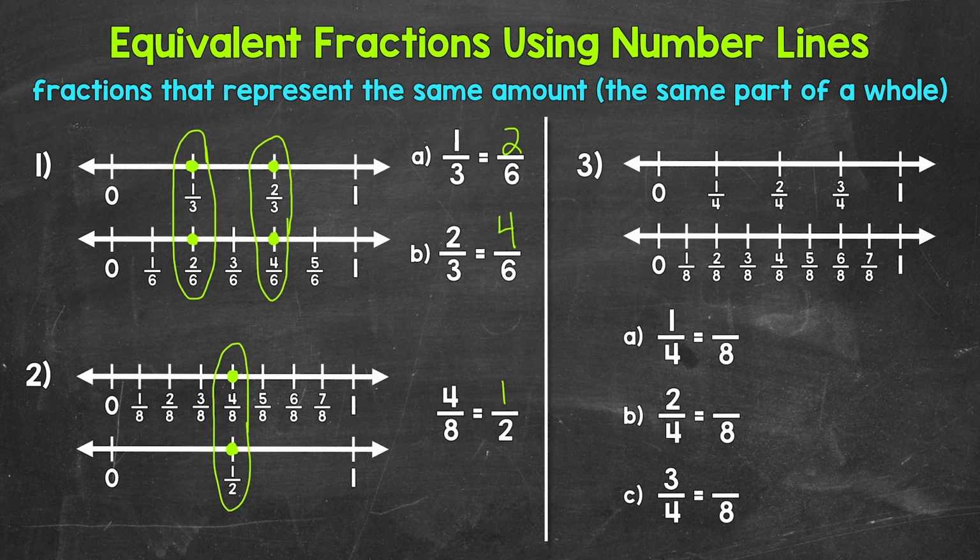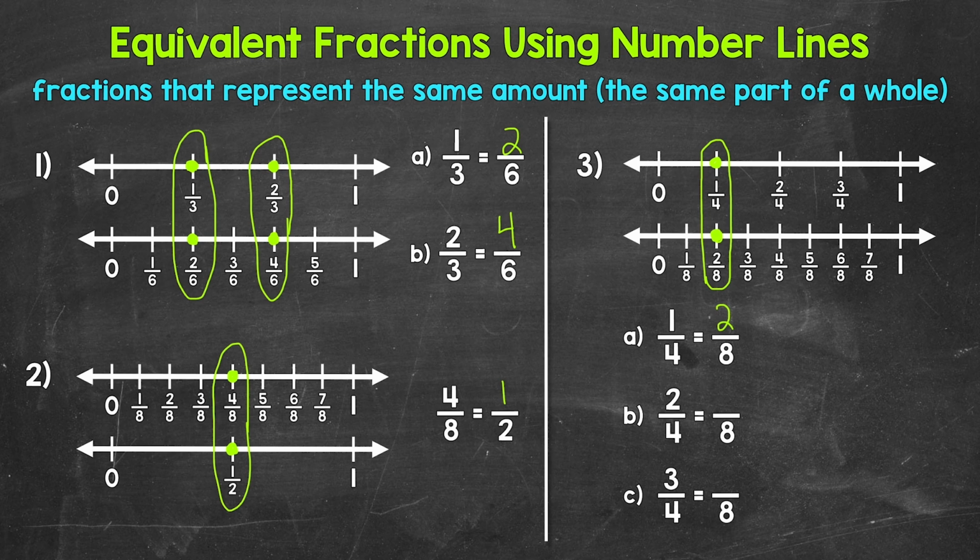Lastly, let's take a look at number 3, where we have a number line showing fourths and a number line showing eighths. We're going to find 3 equivalent fractions here using these number lines. Let's start with part A. 1/4 is equivalent to how many eighths? Well, 1/4 is right here on the number line, and we can see right below that 2/8 is in the same place. These are equivalent fractions. 1/4 and 2/8 are equivalent.